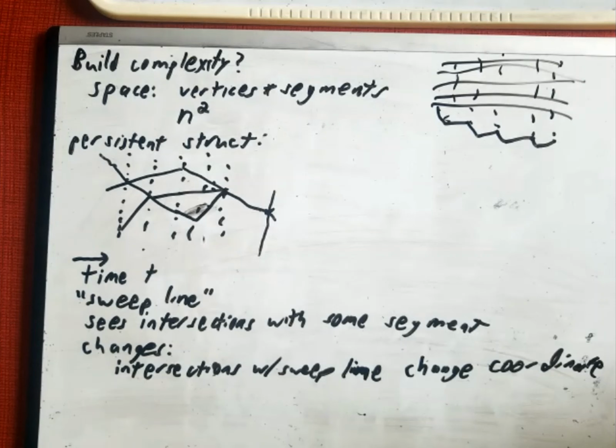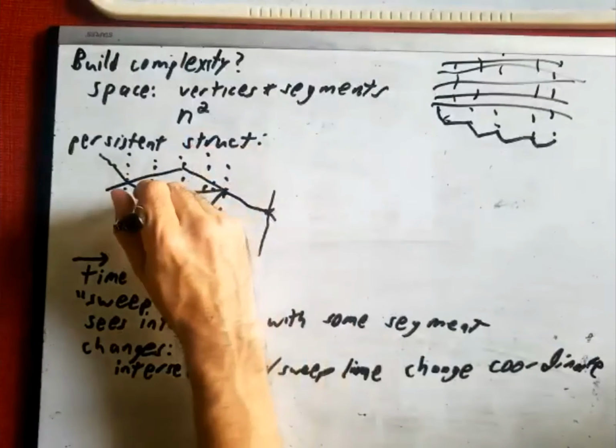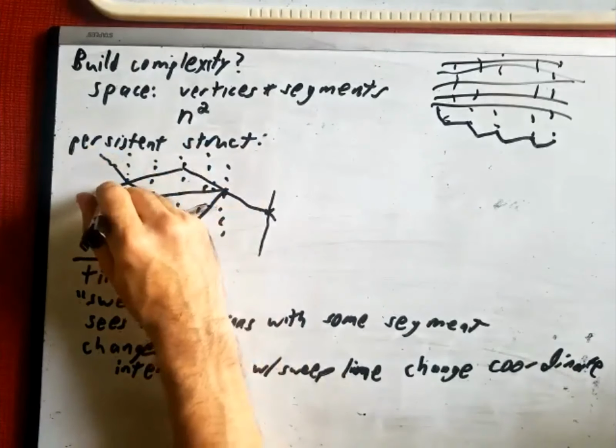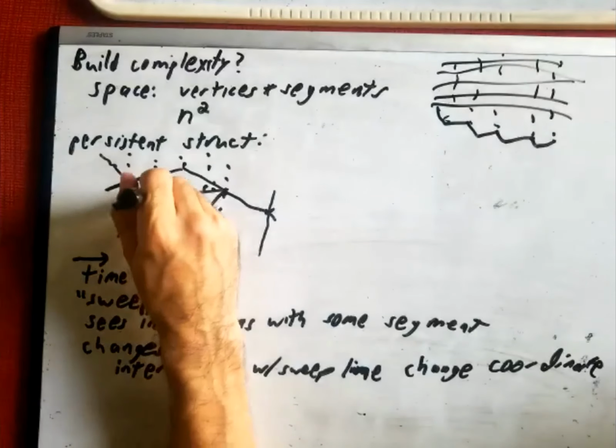Some lines go from being above another to being below another one. Exactly. So there are crossings, right? So at this point in time, this line segment is crossing this line segment, right? What about at this point in time? What's happening here?